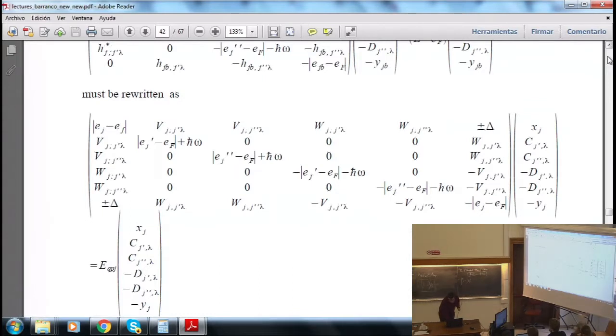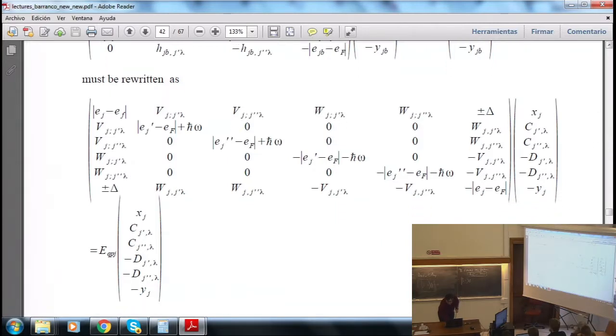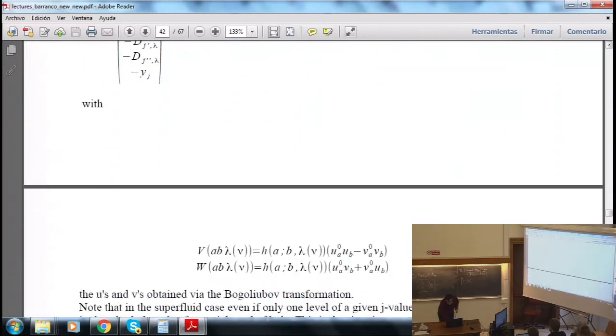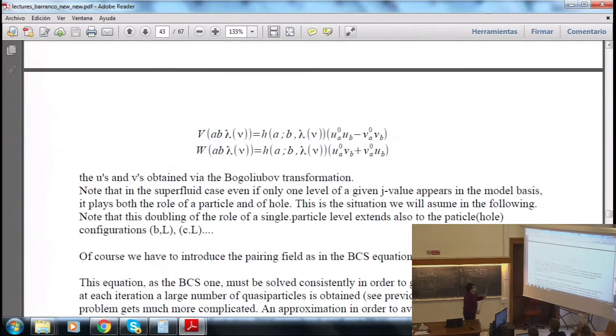So everything should be solved consistently, and well, this is kind of a problem because every time you diagonalize, you obtain a large number of solutions, not only one quasi-particle. You obtain only one quasi-particle if you solve just the BCS or the Hartree-Fock-Bogoliubov equation.